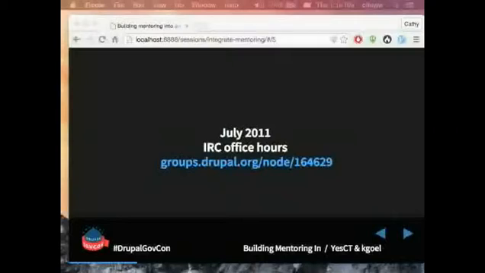So the idea in the office hours was originally that experienced people would get a short list of issues together they thought new contributors could help with, and they were going to have new contributors triage those issues by updating issue summaries. And in 2011, we weren't as fanatical about issue summaries as we are now, and I think we can all agree that they are a lifesaver. But back then, it was kind of a radical thing. So that's how those started.